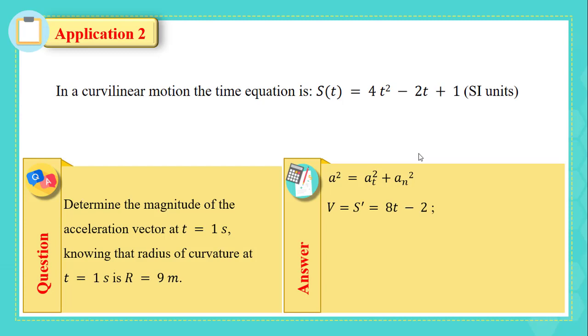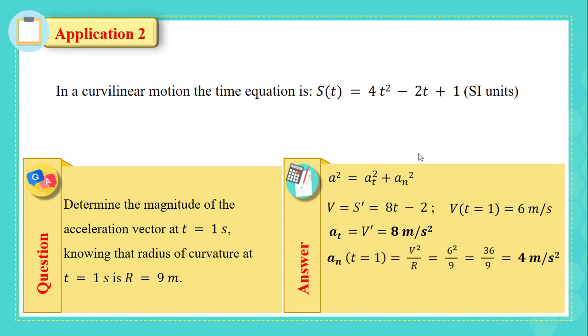First of all, find v, which is the derivative of s. It is equal to 8t minus 2. We substitute t is equal to 1 second in v to give 6 meter per second. We find at, which is the derivative of v. It is equal to 8 meter per second squared. Now we find an at time t is equal to 1 second, which is equal to v squared divided by r, which gives 4 meter per second squared. We substitute now in the first equation to find that a squared is equal to 80, and therefore the acceleration is equal to 9 meter per second squared.